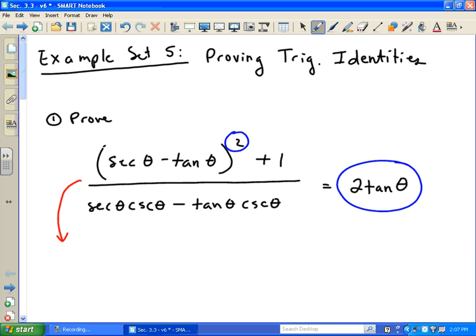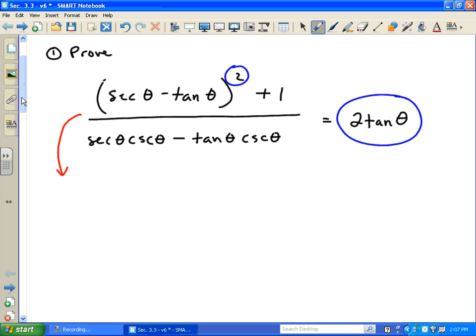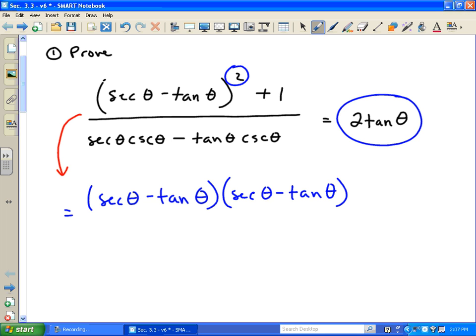One thing to notice is that within the left-hand side, you have a unit that is being squared. First, realize that the unit being squared does not mean that you need to square each term on the inside. Rather, it means that you need to take secant of theta minus tangent of theta and write that factor multiplied twice. In other words, secant of theta minus tangent of theta squared means secant of theta minus tangent of theta times secant of theta minus tangent of theta. We still have the plus 1 on the end. The denominator I'm going to leave alone for the moment.